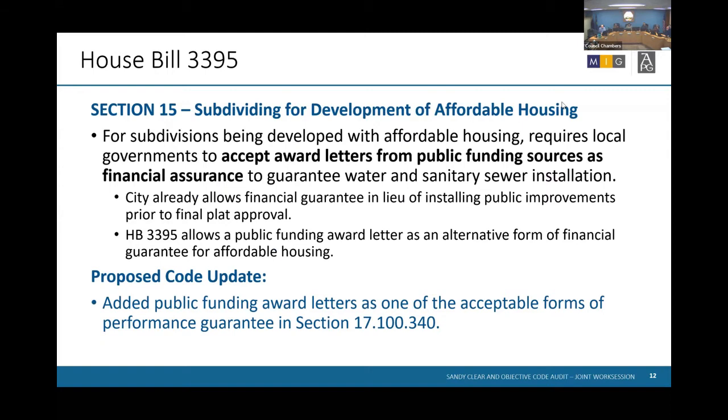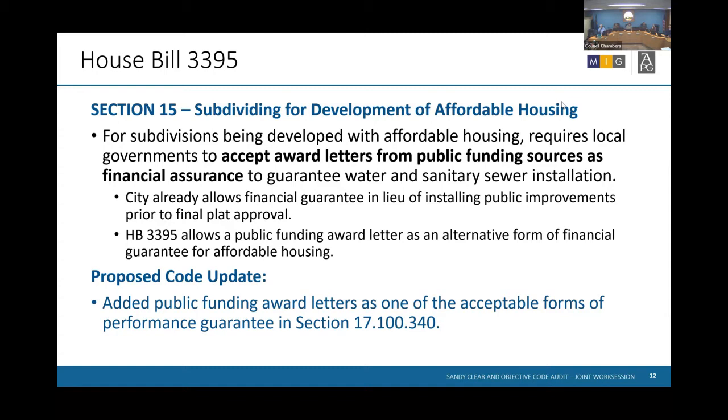Okay, I'm going to move on to another section of HB 395. Hopefully this one will be relatively straightforward. So this is section 15, which is related to subdividing for development of affordable housing. For subdivisions that are proposed to be developed with affordable housing, the only thing this changes is it requires local governments to accept award letters from public funding sources. Most affordable housing, not all, is at least partially subsidized or funded through public funding sources from the state or from the federal government. And that comes in the form of a letter saying how much money is being granted. So the city is required to accept that as financial assurance to guarantee some of the public improvements associated with the subdivision.